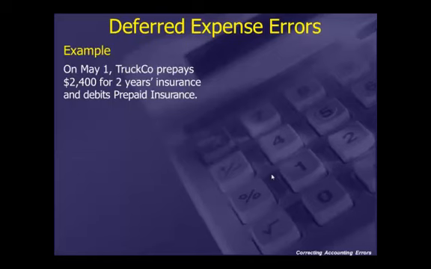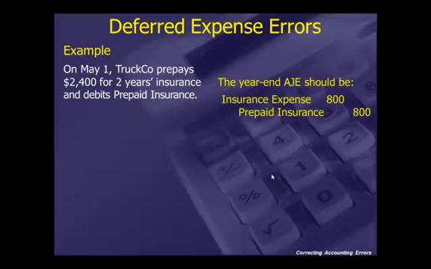Here's an example. On May 1st, Trucco prepays $2,400 for 2 years of insurance and debits prepaid insurance. So $2,400 for 2 years amounts to $1,200 per year. This is on May 1st, though, so we're going to have to look at this on a monthly basis. If we take $2,400 divided by 24 months, we're looking at $100 per month of insurance cost.